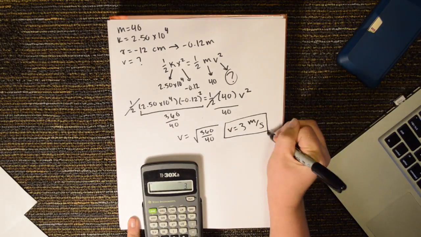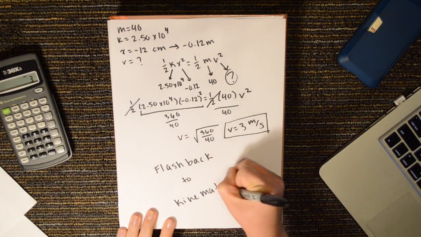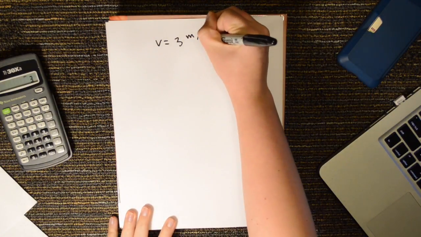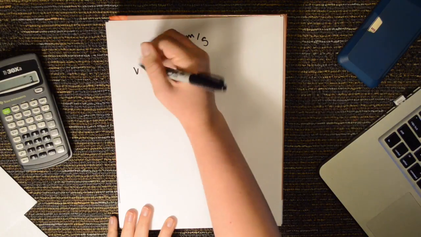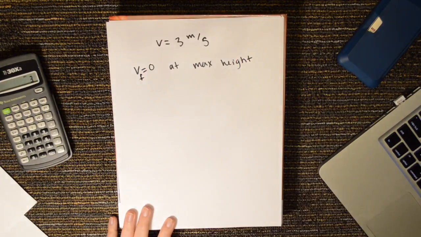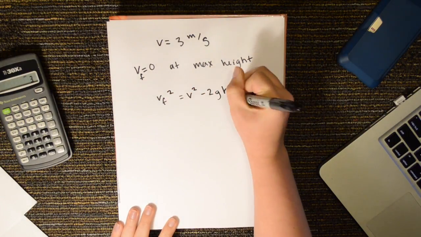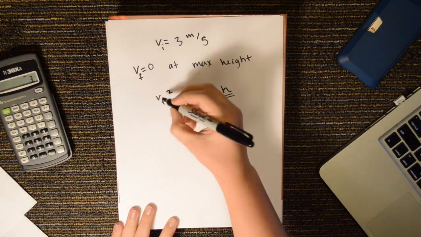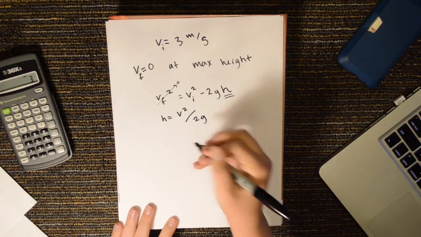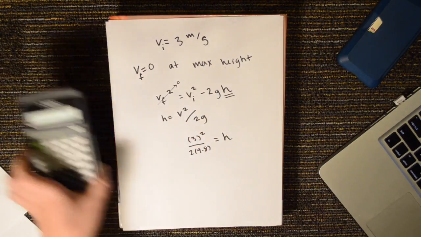Now that we have found that v is 3 meters per second, we're going to take a little trip down memory lane and use some kinematic equations to solve for the height. We know that the initial velocity of the pogo stick will be 3 meters per second, and the velocity of the pogo stick at the maximum height will be 0. We can use this information, along with the kinematic equation, to solve for the maximum height. Plug and chug your values, and grab your trusty calculator.